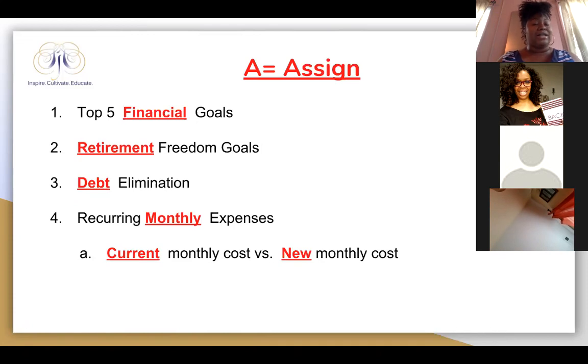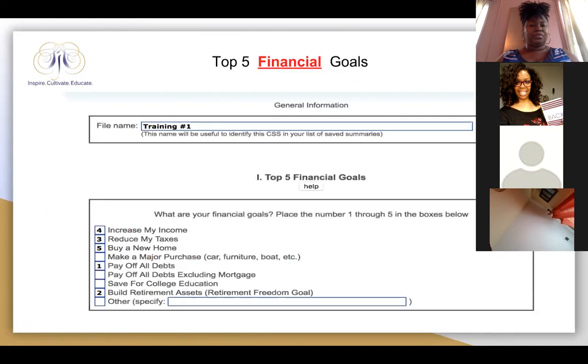So in the blanks next to A, you should have assign. Number 1 is financial. Number 2 is retirement. Number 3 is debt. Number 4 is monthly. And then your A is current. And then new is on the same line. So your top 5 financial goals. Now, this is a screenshot of how it looks on your end when you actually go in and put in your information.